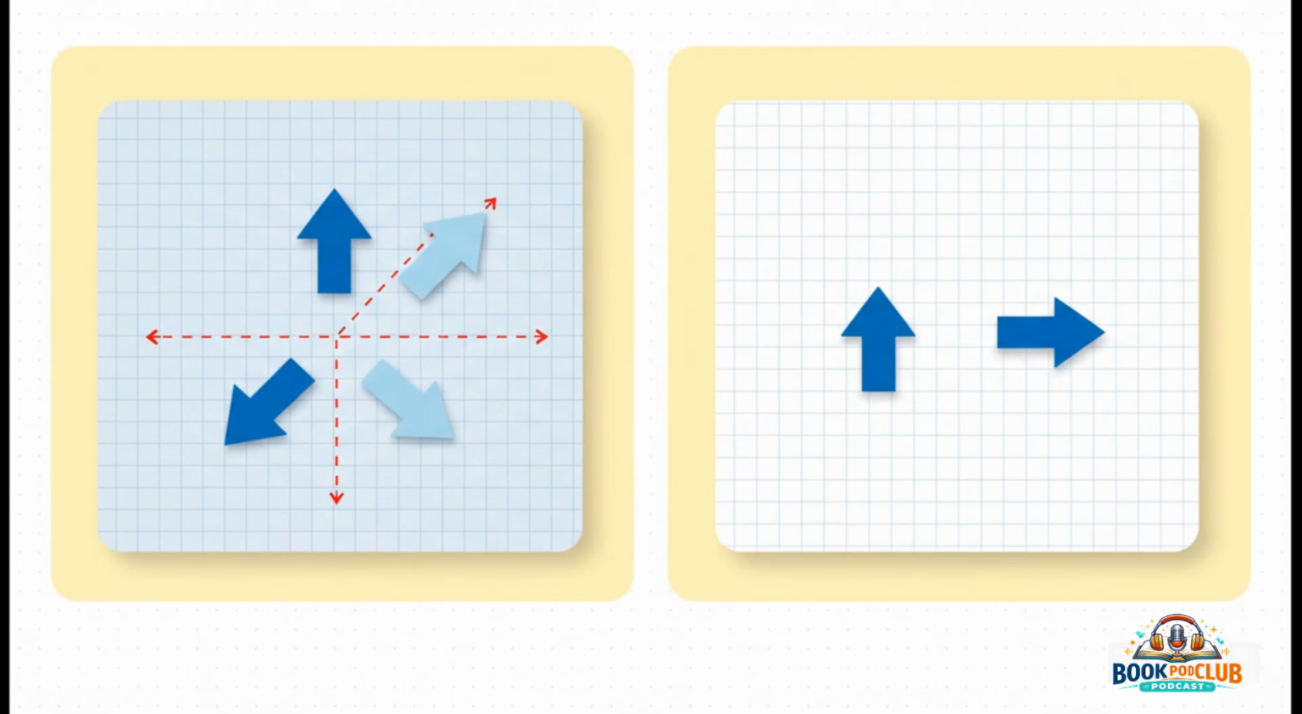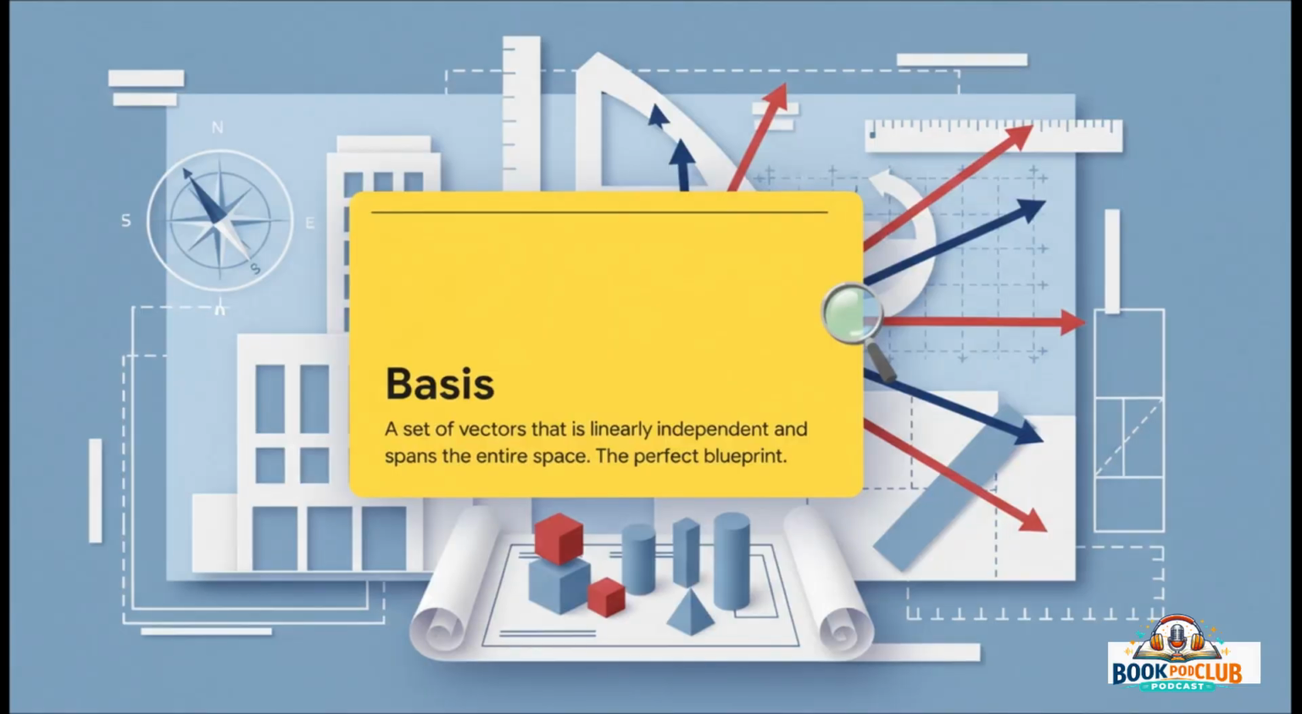The independent set on the right is much cleaner. It gives you only the essential info. North and east, no waste. So when you find that magic set of vectors, the ones that have zero redundancies, meaning they're linearly independent, and their reach covers your entire space, meaning they span the space, you've found what's called a basis.